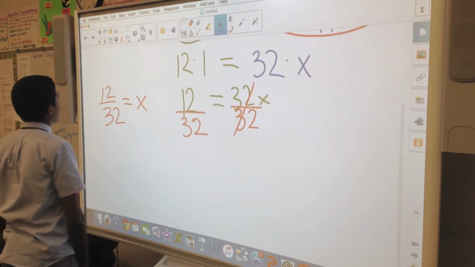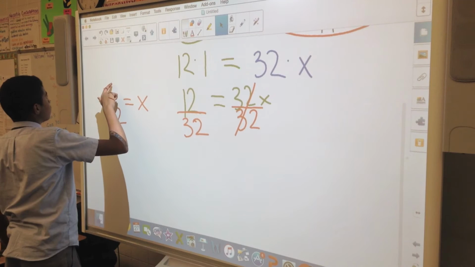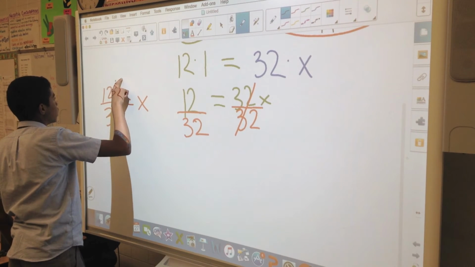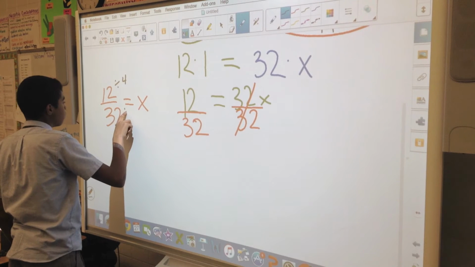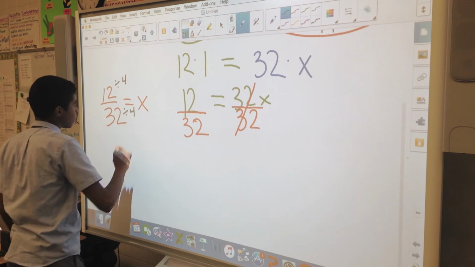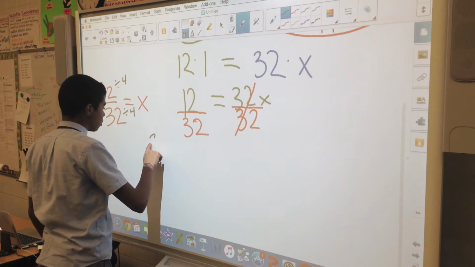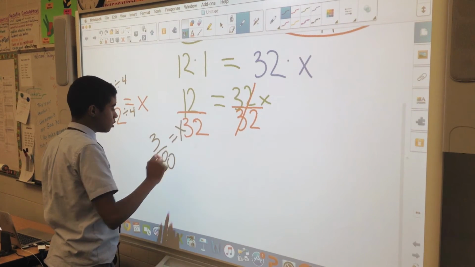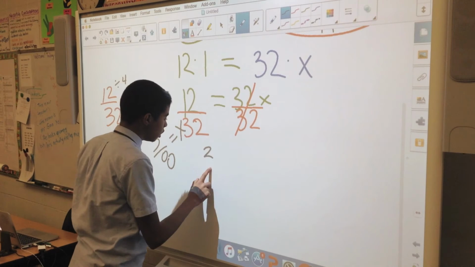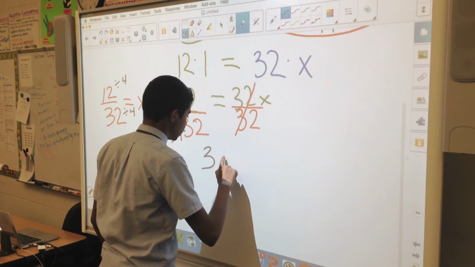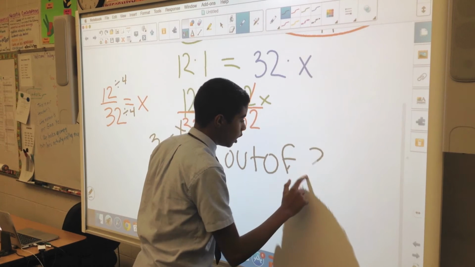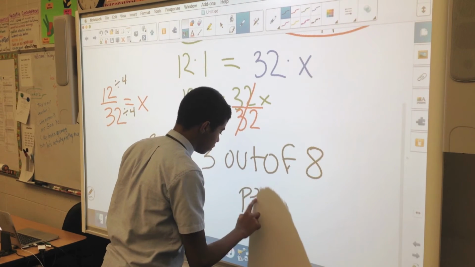Now we could simplify. The greatest common factor of each one is 4. So I could divide each one by 4. This equals 3/8 equals X. So 3 slices out of 8 per student.